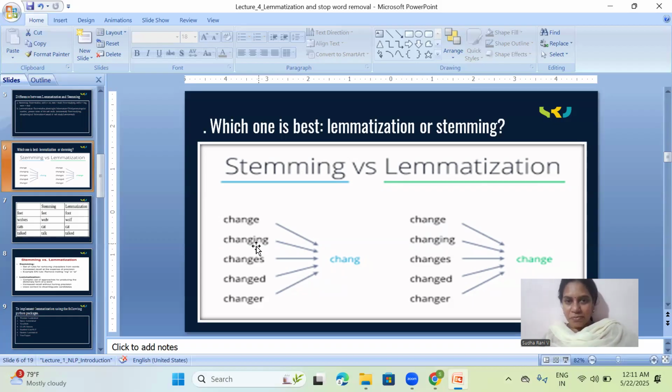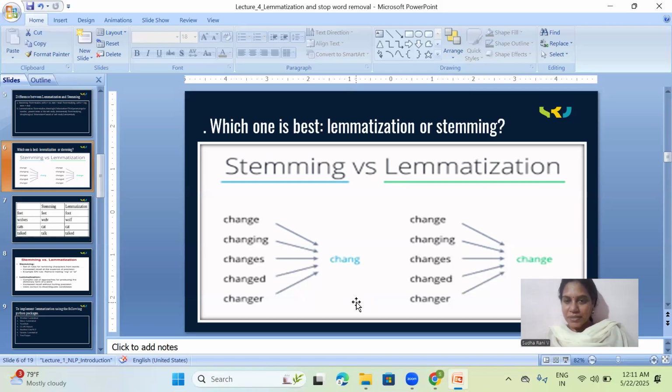See, the words change, changing, changes, changer. For all of these, we are getting the stemming word as chang. With the pronunciation, it sounds like change. But if it comes to the spelling, it is C-H-A-N-G, chang. It is not a correct meaning. It is not the correct spelling. It doesn't belong to any proper meaning. So this is stemming.